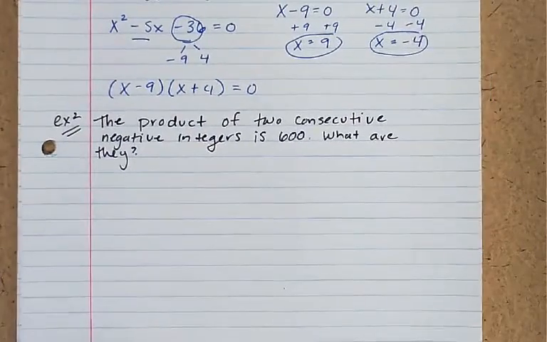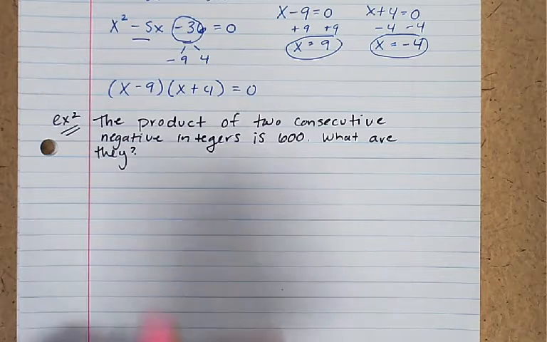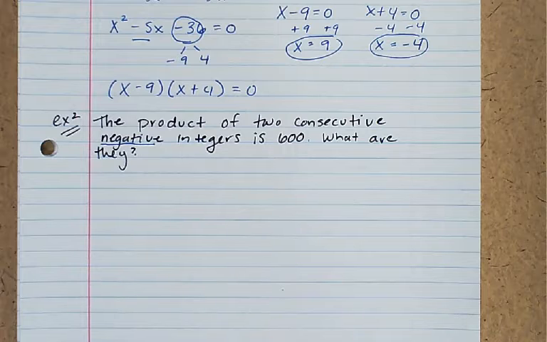The next example says the product of two consecutive negative integers is 600. Okay, so we need to pay attention to that. We want negative solutions here. What are they? Two consecutive integers anywhere means they're just one spot apart on the number line. So for example, 15 and 16 would be consecutive integers because they're one spot away from each other.